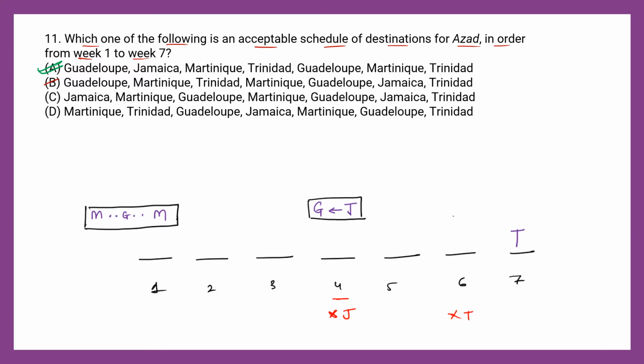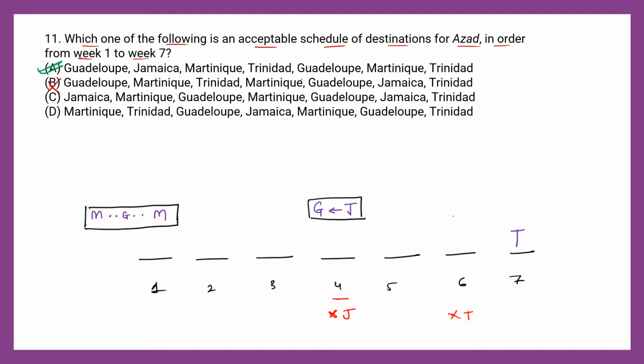Okay, well, let's look at option B. It says G, M, T, M, G, J, and T. Okay, now you cannot have J on 4, so that's okay. You need to have an MGM. You see here there is no MGM pattern. You don't have a G between the M's, so that's gone. That's wrong. Okay, let me just take this off. So you know that B is not the answer.